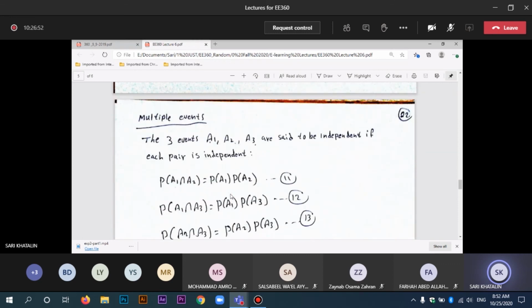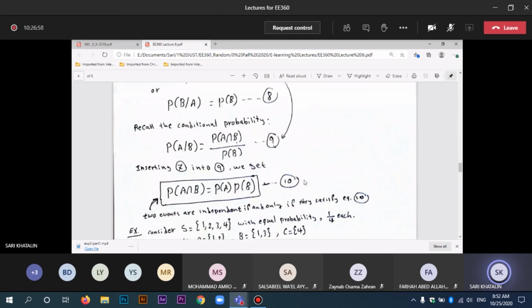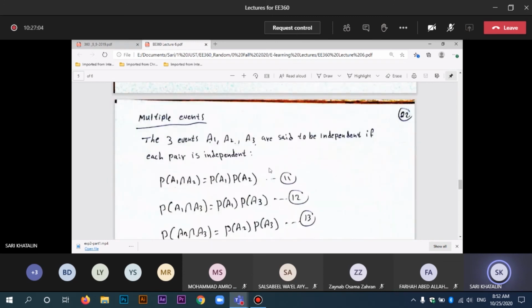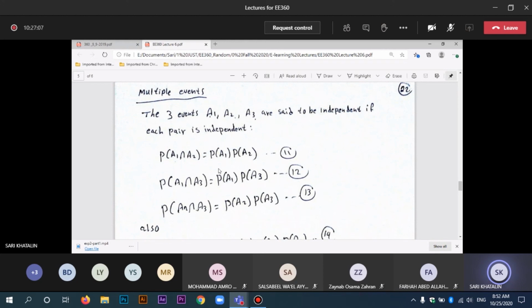All right. The next topic is we were talking about multiple events. So in there, we talked about 2 events, A and B. Now, if you have multiple events, let's say in this case we have A1, A2, A3. Similarly, they are said to be independent if each pair is independent: A1, A2, A1, A3, and as shown here in equations 11, 12, 13. I think they are obvious.